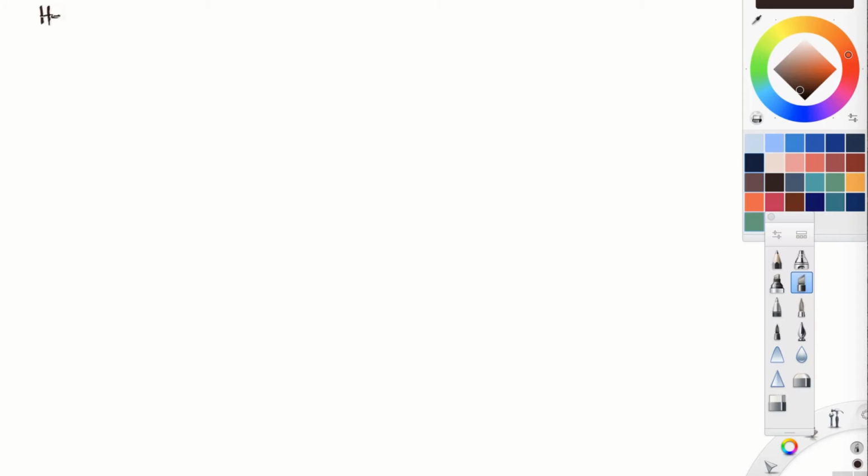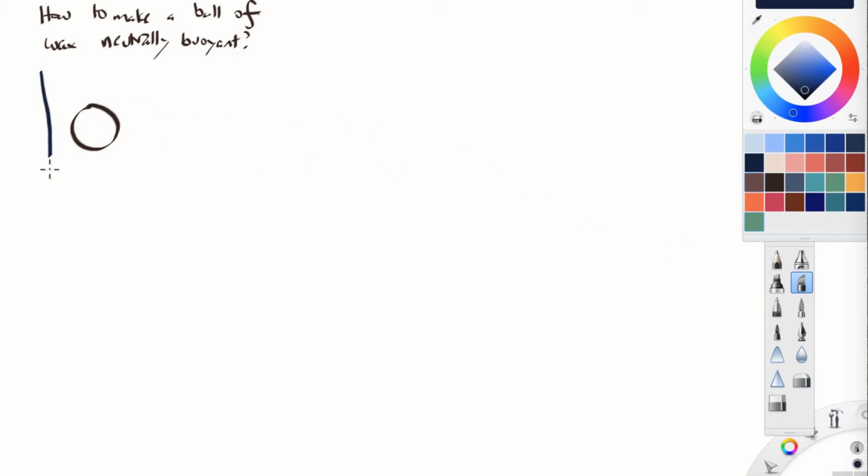So how to make a ball of wax neutrally buoyant. This is a bit of a diversion, although it's related to what we've been talking about. Okay, so how do we do that? The idea is that if you have a ball of wax and you put it in water, so imagine that's the ball of wax, here's a cup, and we'll say you fill it with water like this, and this is your wax right here. Because wax has a lower specific gravity or lower density than water, the wax will tend to rise.